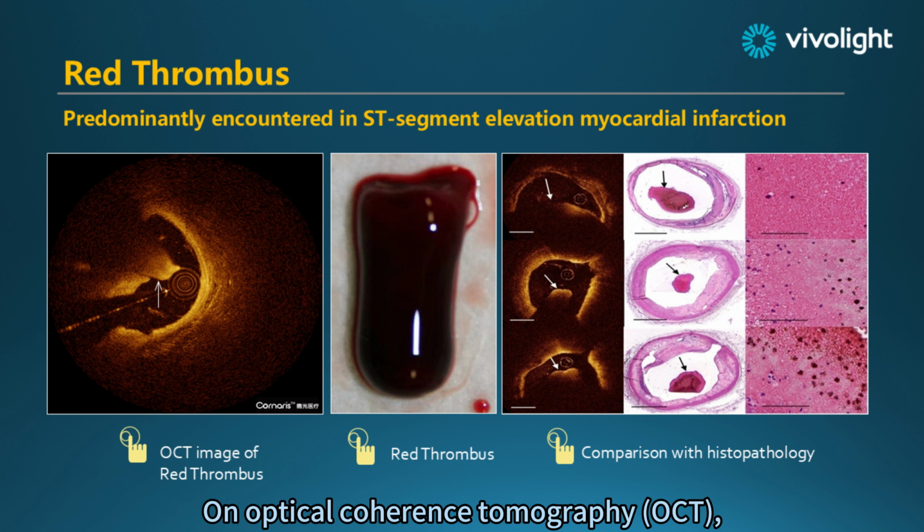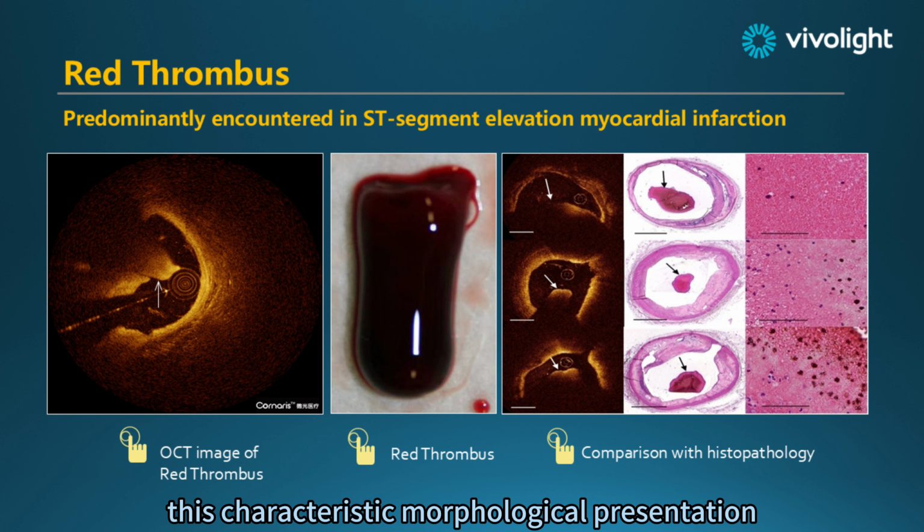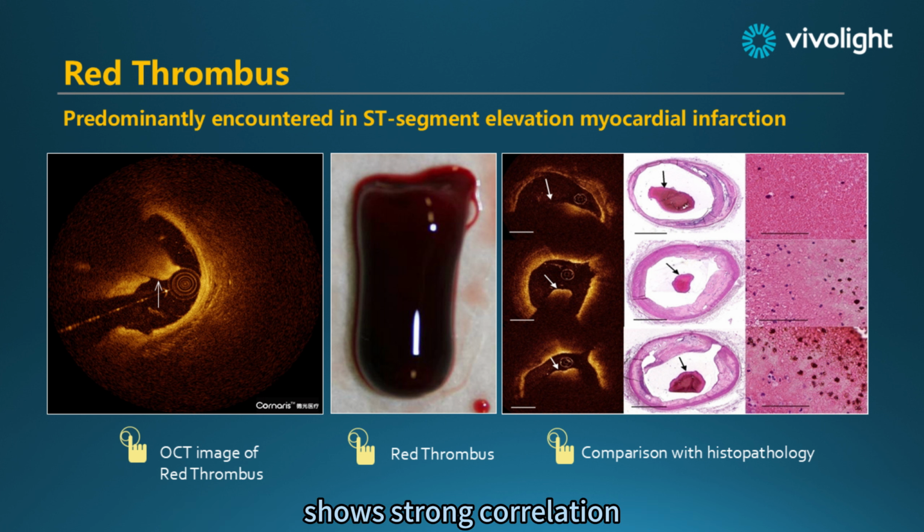On optical coherence tomography, they appear as highly reflective regions with strong signal attenuation. This characteristic morphological presentation shows strong correlation with pathological findings.